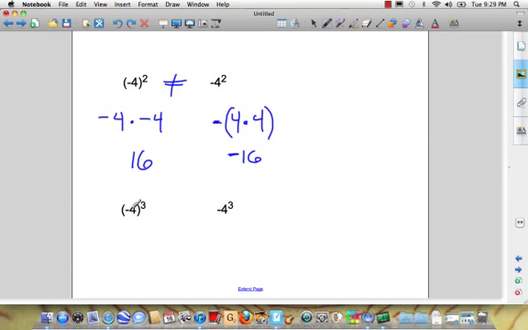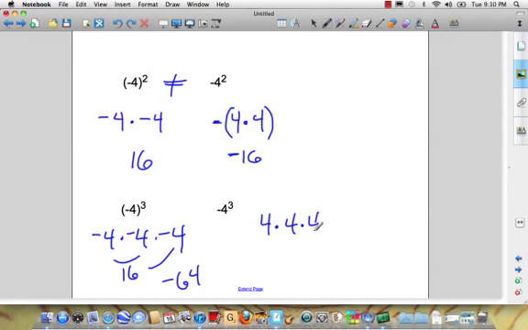All right, now look at this one. This one means take your negative 4 and multiply it by itself 3 times. All right, so negative 4 times negative 4 is positive 16. And then positive 16 times negative 4 is negative 64. Now, on this side, you want to do 4 times 4 times 4. And then when you're done with that, make it negative. So 4 times 4 times 4 is 64. And then you put the negative. Notice, in this case, they are equal.